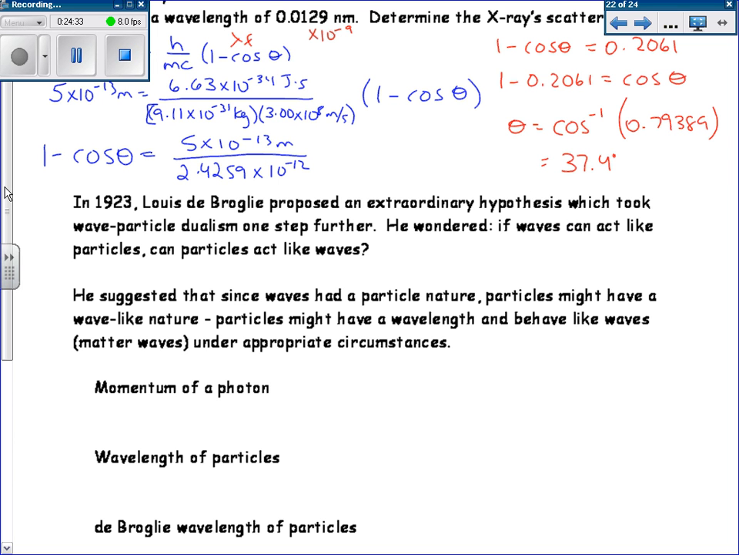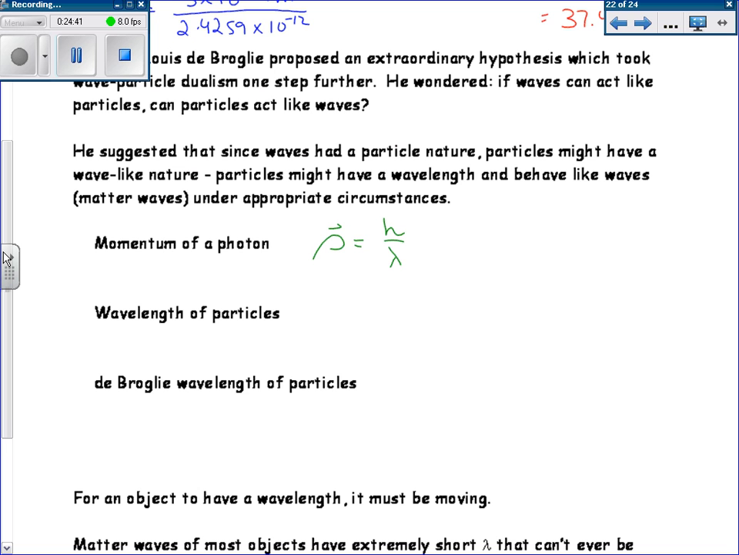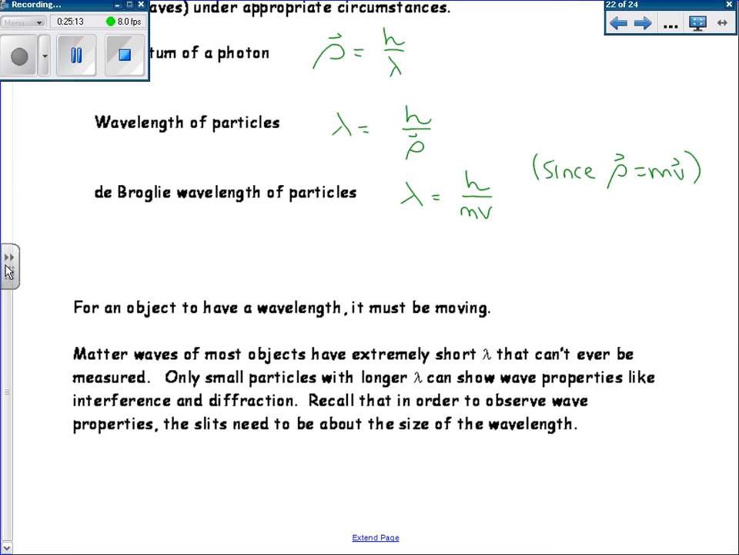The momentum of a photon, the formula we had for that, is momentum equals h over lambda. De Broglie said that maybe we can use this to find the wavelength of particles. So lambda is equal to h over momentum, which led to a formula for the wavelength of particles: h over mass times velocity. What that said was that particles could perhaps have wave-like properties if they were moving. Okay? So for a particle, an object, to have a wavelength, it must be moving.